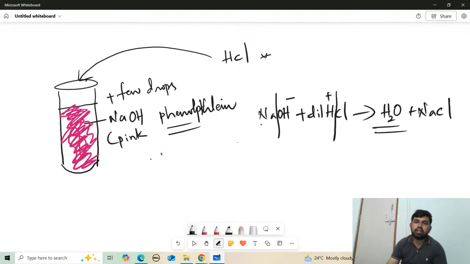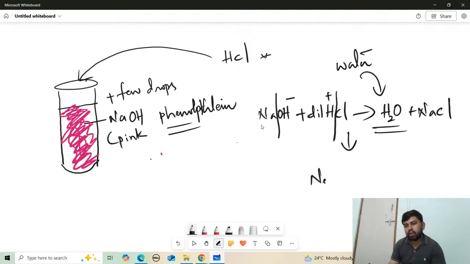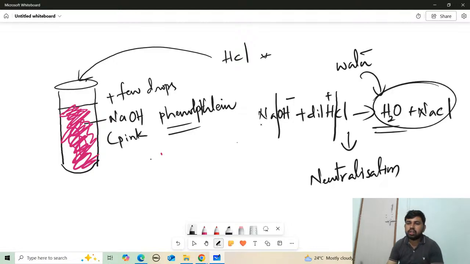And this is water, right? This reaction we discussed is called a neutralization reaction. So a neutralization reaction will take place. Now what is the reaction mixture after the reaction? Try to understand: there is water and there is NaCl. Both are neutral.